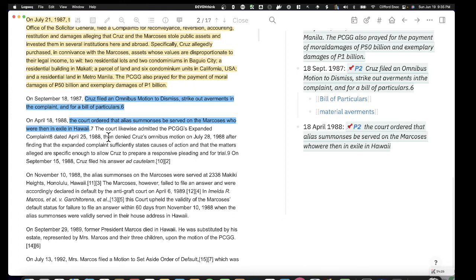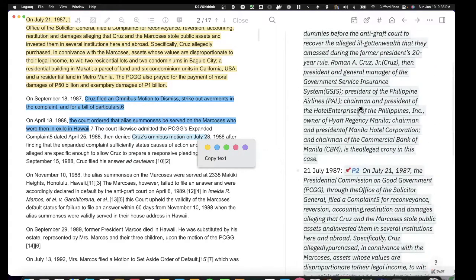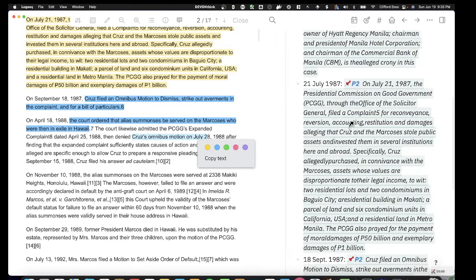And then the court likewise admitted the PCGG's expanded complaint. Actually, ito yung mayroong annotation dito sa PDF from this site, na ginawa kong PDF din para malagay ko dito. And then complaint April 25, so April 18, April 25. Then denied Cruz's omnibus motion. So okay, let's dissect this.